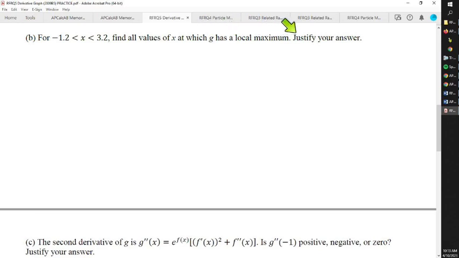Justify your answer. Now, guys, whenever it says justify, that means it's not requiring words from you. Can you use words? Yes. But justify can most of the time be done with math work. So make sure your math work is very clear.